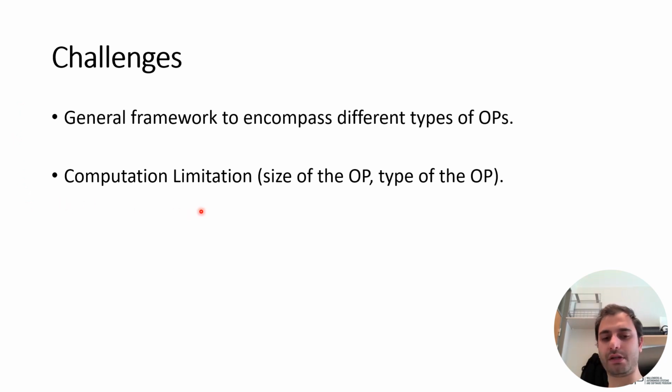Computation limitation is also a problem. So basically, it's a problem that comes from two sources. First, the size of the optimization problem. So we cannot solve extremely big optimization problems that contain hundreds or thousands of decision variables. And it also depends on the type of the OP. So if it's a discrete OP, even with a small number of decision variables, it's impractical.